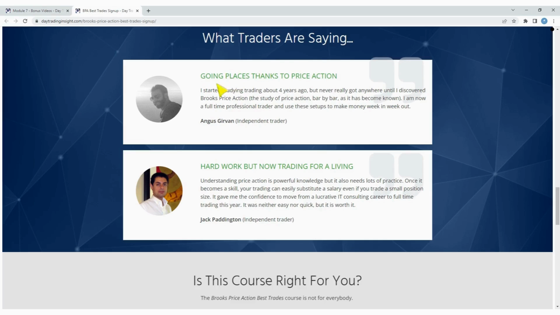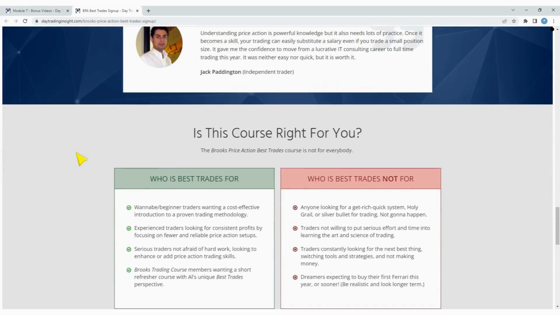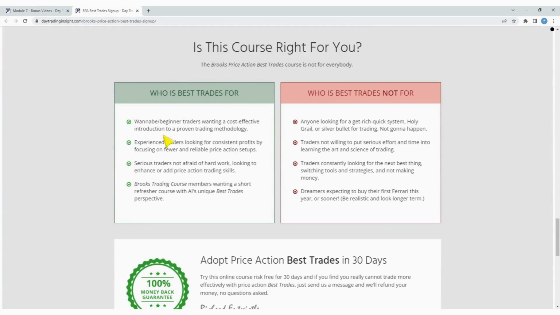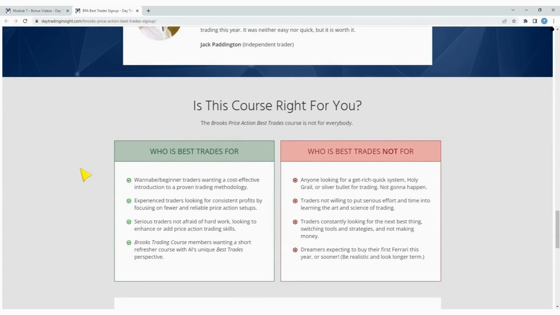So here's what other people have been saying about it. Going places thanks to price action. I started studying trading about 4 years ago, but never really got anywhere until I discovered Brooks price action, the study of price action bar by bar, and it has become known. I am now a full-time professional trader and use these setups to make money week in, week out. So it's usually a paid course, but you can get it for free, as I said, and there's lots of details on this website once you get your login details.